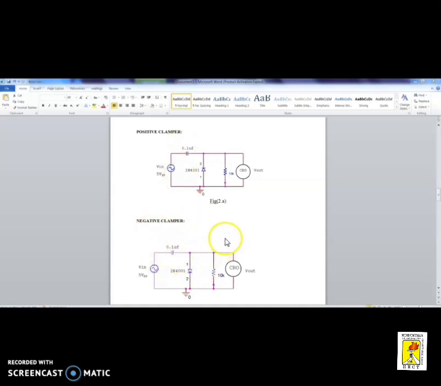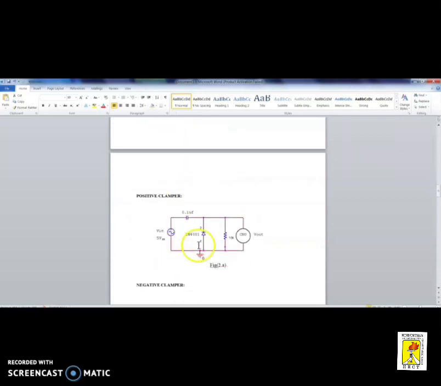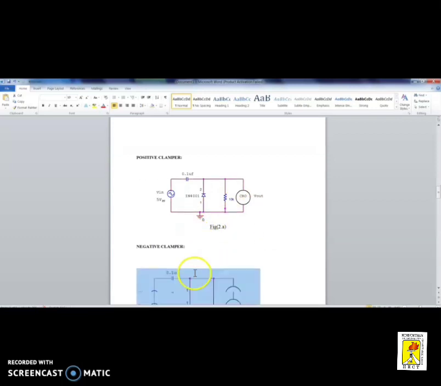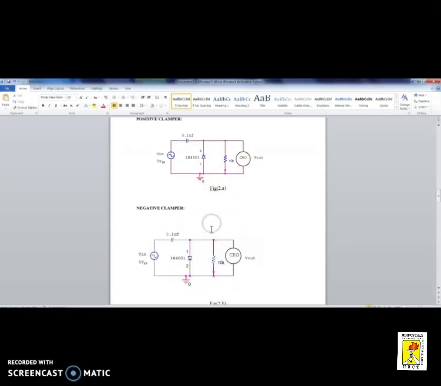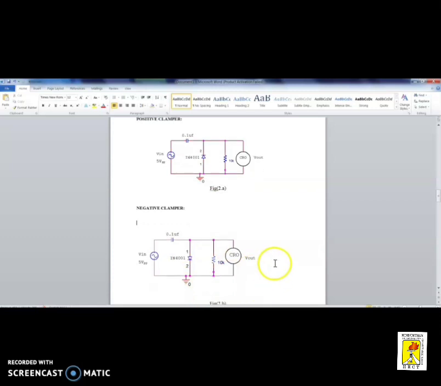You can look at the difference between the clipper circuit and the clamper circuit. In the clipper circuit we use a current limiting resistor. Here we are using a capacitor, and across the diode a parallel load resistance is given. Across that we take the output. So this is the clamper design. This is how to place the diode for a positive clamper, and for a negative clamper we reverse the diode position.